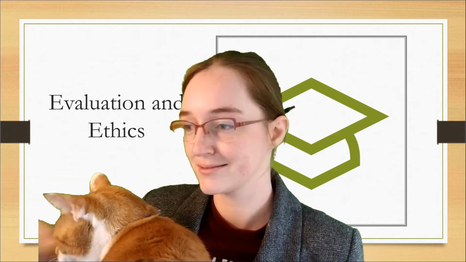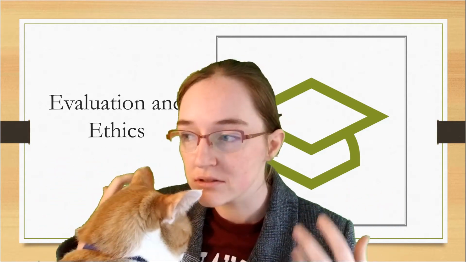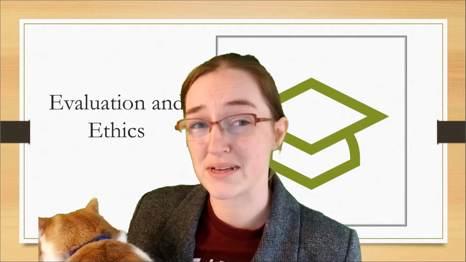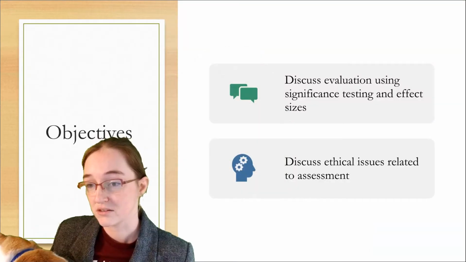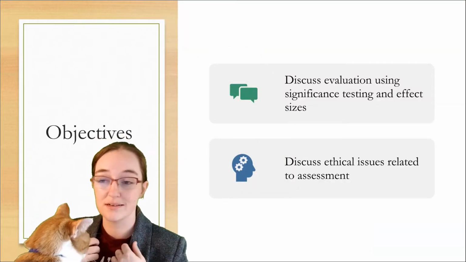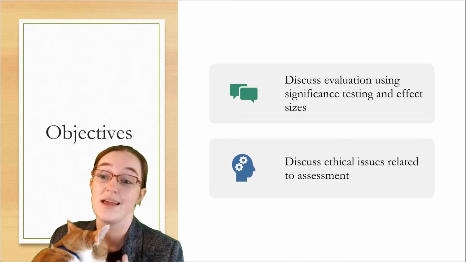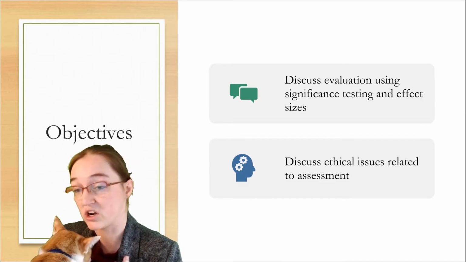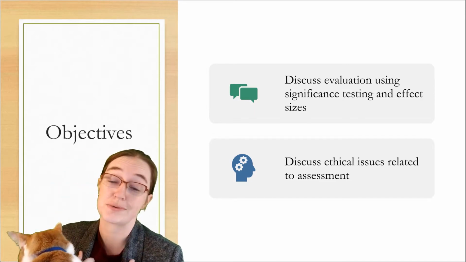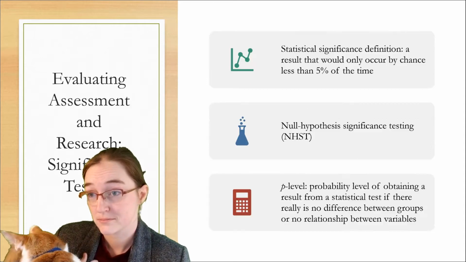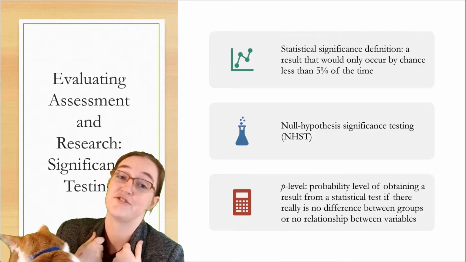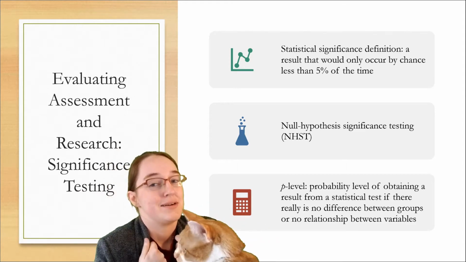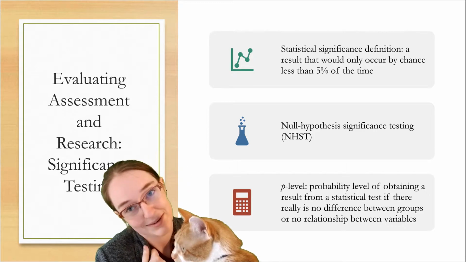So yeah, this, shockingly, is going to be about two chunks: evaluation, how do we assess our claims, and some basic ethics. So two objectives. We'll discuss evaluation using significance testing and effect sizes, and then we'll talk about some of the ethical issues related to assessment. And I swear this is the last chunk on statistics. I know that this is not what you signed up for. Well, you didn't know you were signing up for it.